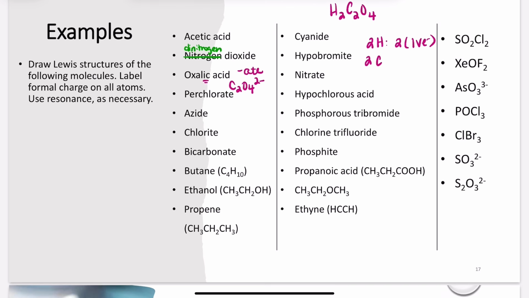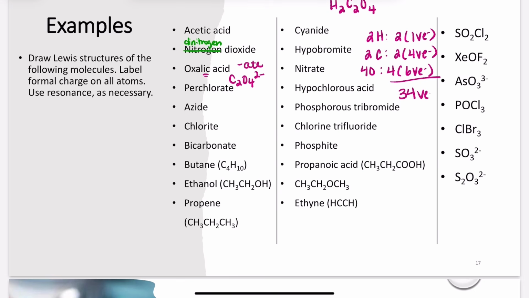2 H, each hydrogen has 1 valence electron. 2 carbon, each carbon has 4 valence electrons. And 4 oxygen, 4 times 6 valence electrons. So 4 times 6 is 24, plus 8 is 32, plus 2 is 34.